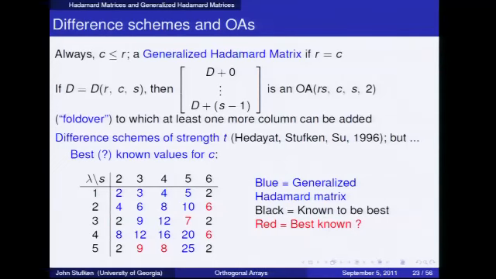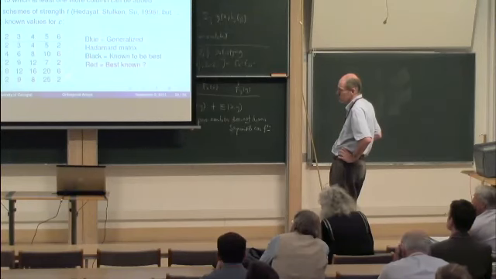The numbers in black, they're known to be the best possible values. And you see they're all very small, 2, 2, 2, 2, 2, but you can't do better. It's known that you can't do better.